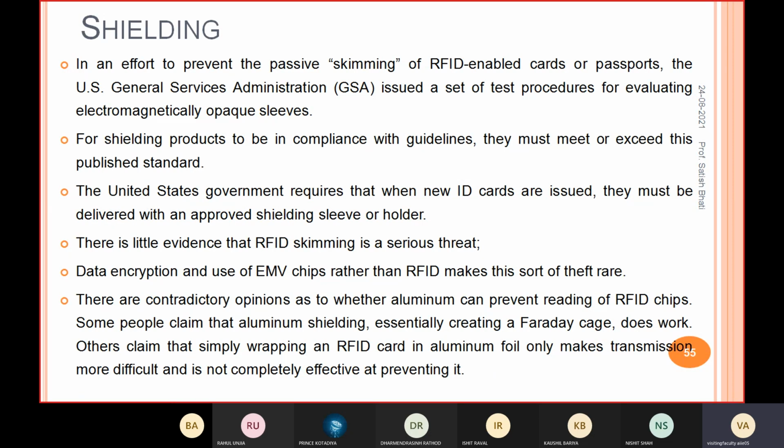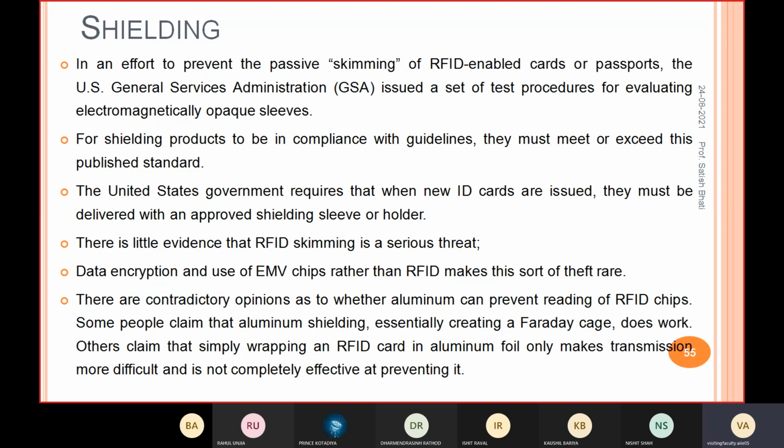Such a material is like electromagnetically opaque sleeves, right? So for a shielding product to be in compliance with the guidelines, they must meet or exceed this standard. The US government requires that when new ID cards are issued, they must be delivered with an approved shielding sleeve or holder, right? So in the US, in the passport, they are using RFID, right?